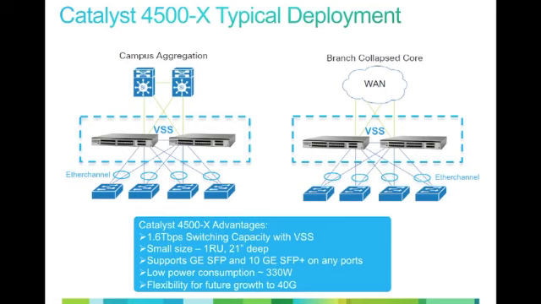Some of the additional advantages, again, are the 1.6 terabits per switching system in VSS mode. It's a very small size. We also support the ability to have 1 gig Ethernet using traditional SFPs and 10 gig Ethernet using our SFP+ modules, and this is available on any of the ports, including the uplink modules. The efficient power supplies offer a very low power consumption of only 330 watts approximately, and we have the flexibility for future growth with investment protection to go to 40 gig Ethernet with upcoming future released uplink modules.